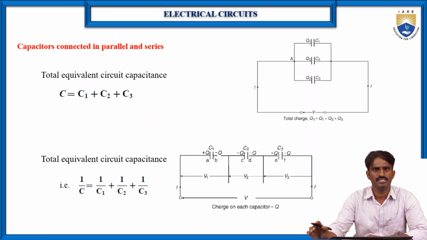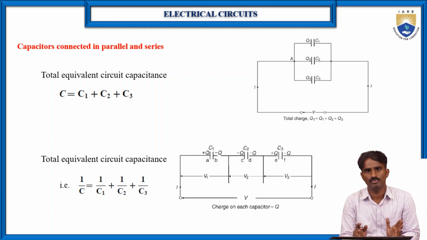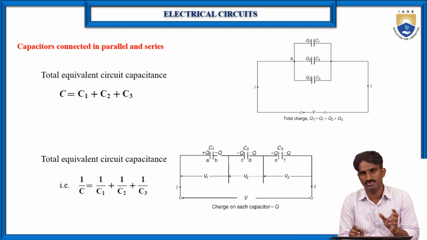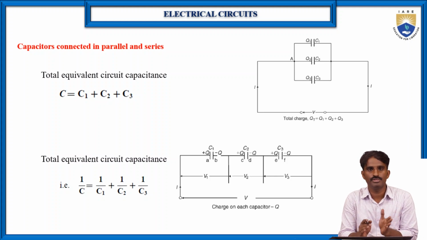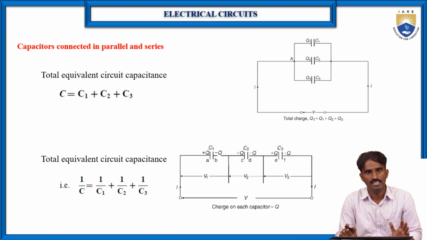The capacitors are connected in series and parallel, so that we know. Which means if two or more capacitors are connected in series, then what is the equivalent capacitance between those capacitors? And similarly, if two or more capacitors are connected in parallel, then what is the equivalent capacitance between those capacitors, right?